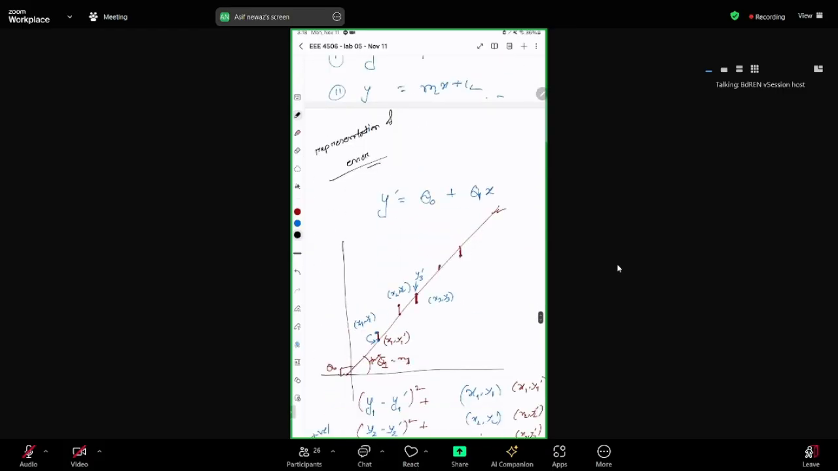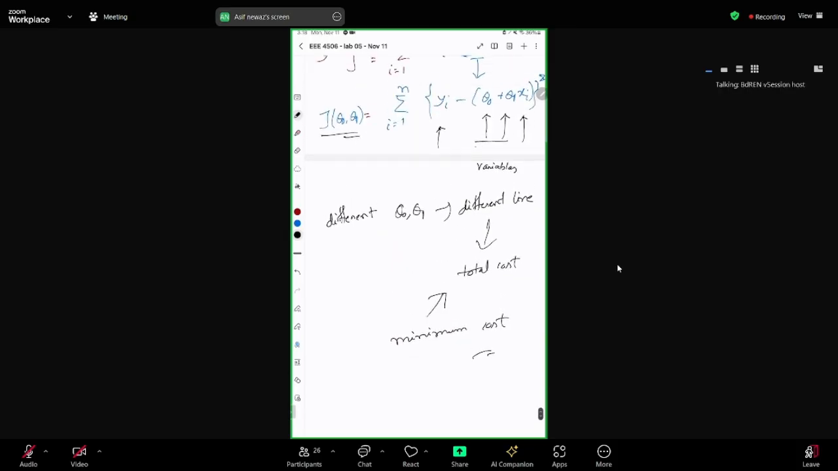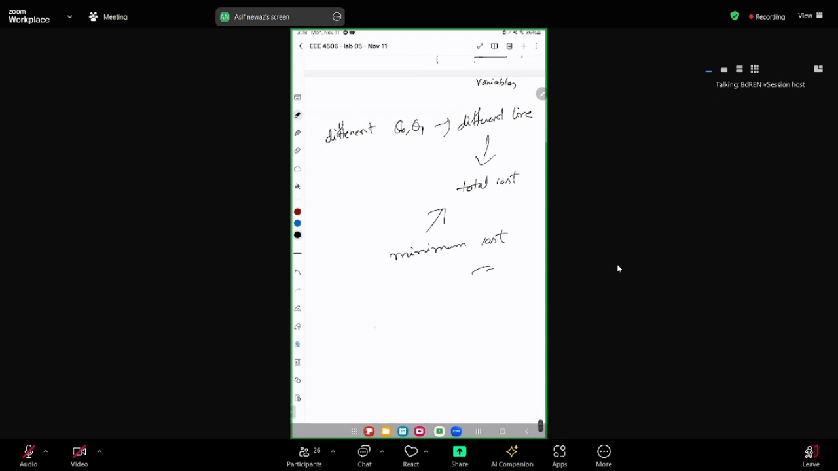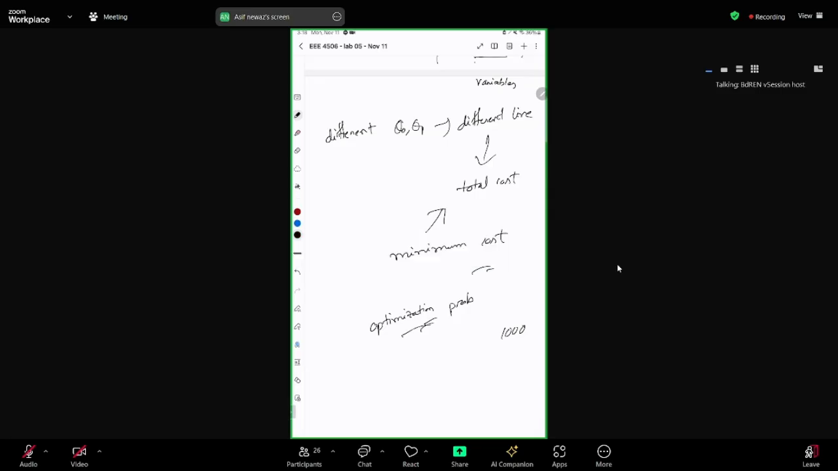So we have come up to this one, minimum cost. Now this becomes an optimization problem, because as you can see, we can have 1,000 different lines that go through those points. Should I try each and every one after another, or is there any better way to do that? That becomes the optimization problem. We want to optimize the process so that we can easily get to the solution.